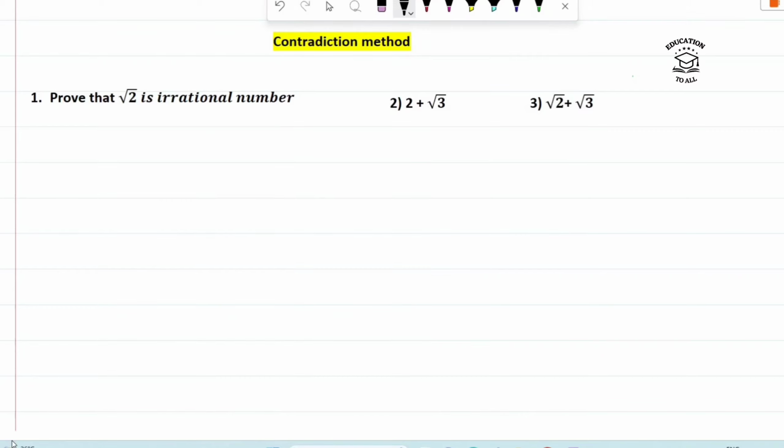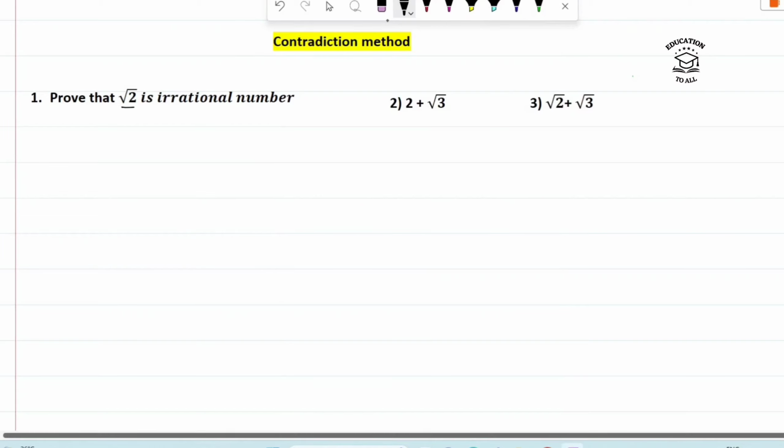Myself Vinod. Today we are going to discuss proving root 2 is an irrational number with the contradiction method. So what is the contradiction method? I'll explain with these types of questions. If you learn these three questions properly, there are three segregations we can say.